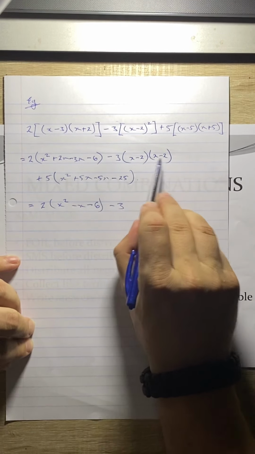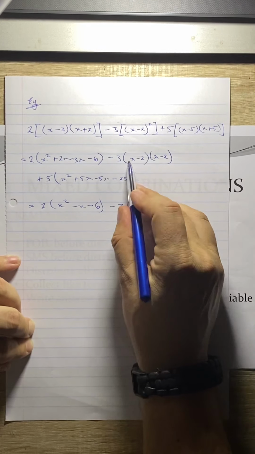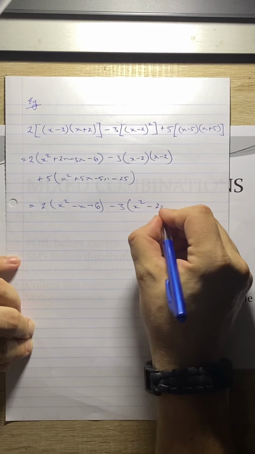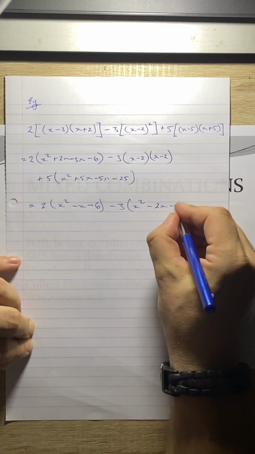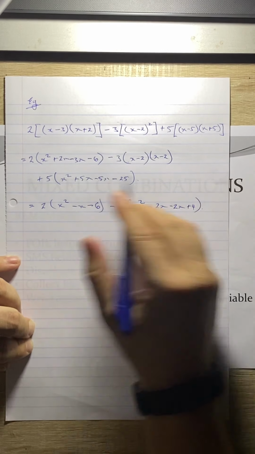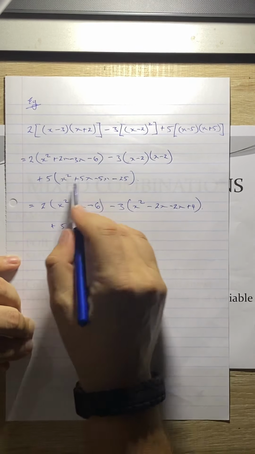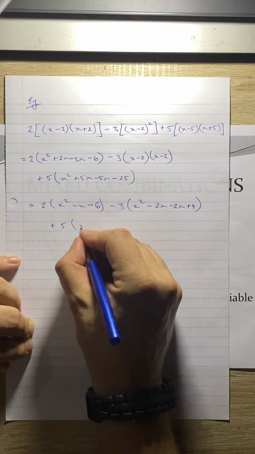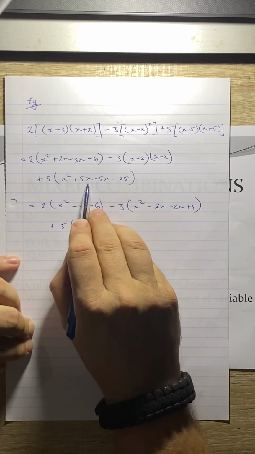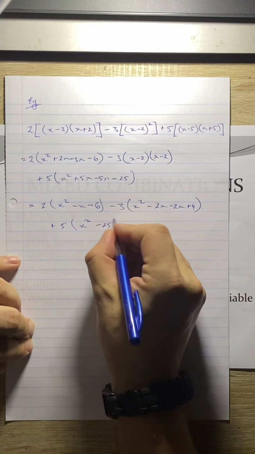Now we need to FOIL here. So first gives us x squared, outers minus 2x, inners minus 2x, and then the last plus 4. Okay, I'm just going to go to this line over here, plus 5, get like terms together. So we've got x squared plus 5x minus 5x, they cancel, and you're left with minus 25.